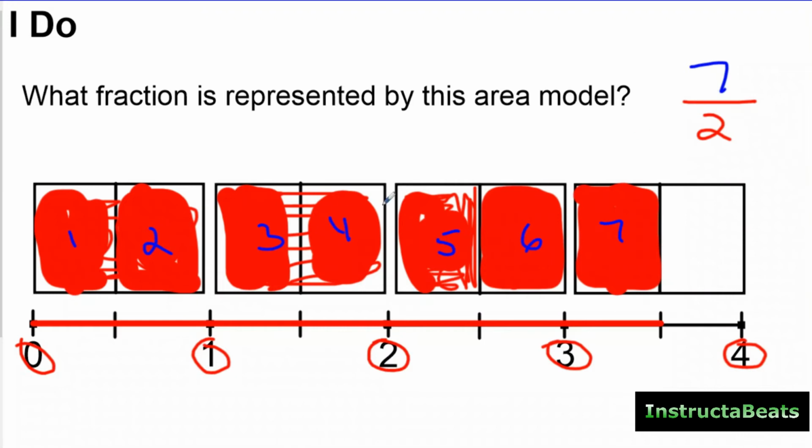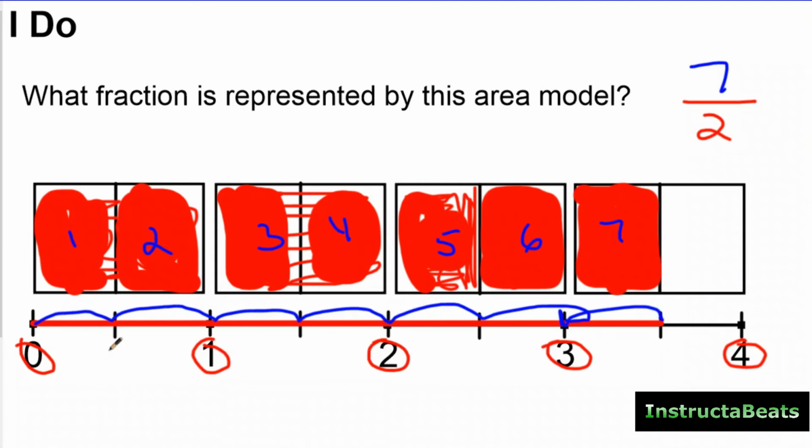Each of my brownies, if I picture them as brownies or area models, if you will, were split into 2 pieces. And then for my numerator, I shaded in 7 of them. I'm also showing you 7 halves on my number line because each whole number is split into 2 equal groups. And then I shaded in 1, 2, 3, 4, 5, 6, oops, missed it, 6, 7.